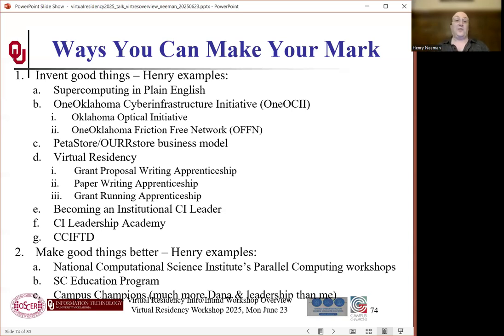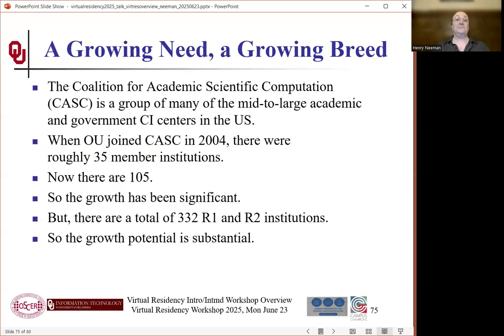In terms of making good things better, I contributed and helped to improve the National Computational Science Institute's parallel computing workshops, the SC Conference Series education program, the Campus Champions through joint leadership with Dana Brunson, who's now at Internet2. I would say Dana did a lot more than I did, but I contributed. So you don't have to invent things. You can make good things better. Or if you're good at inventing things, you don't have to make good things better, or you can do both.